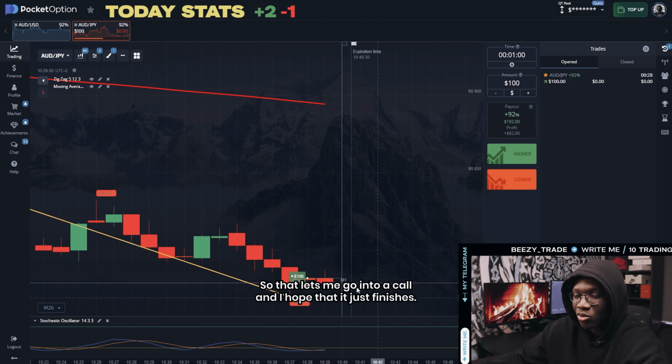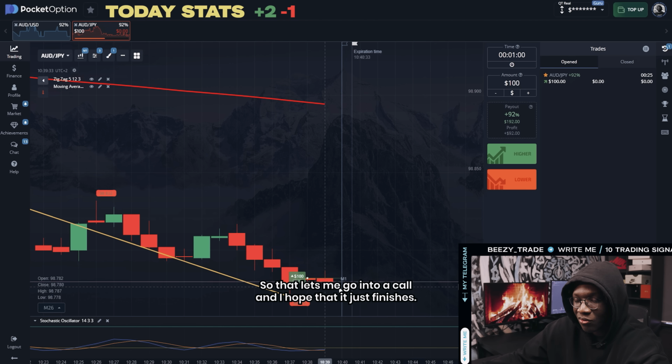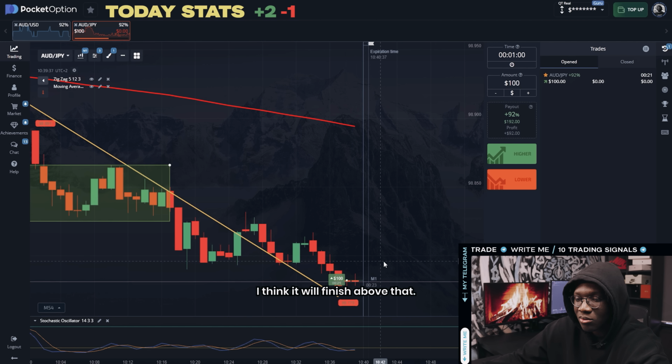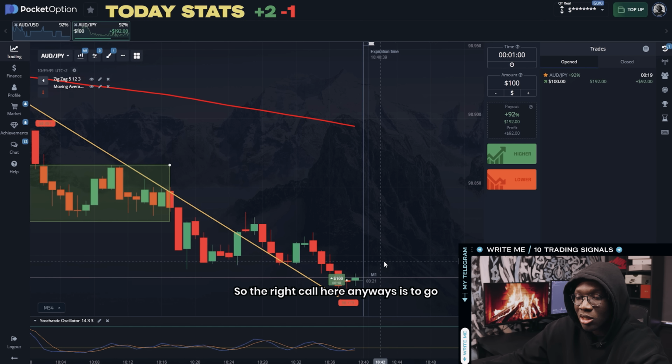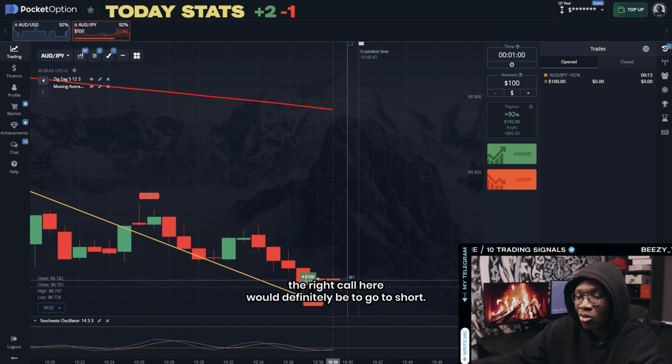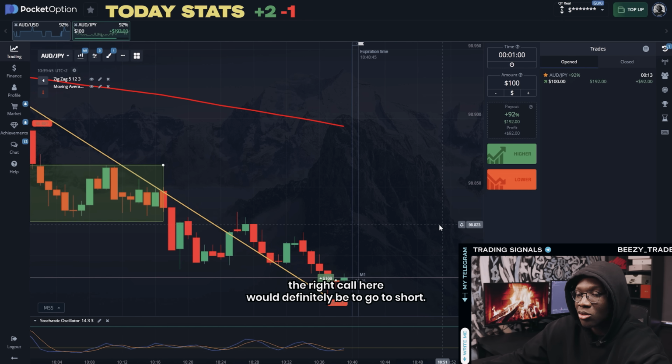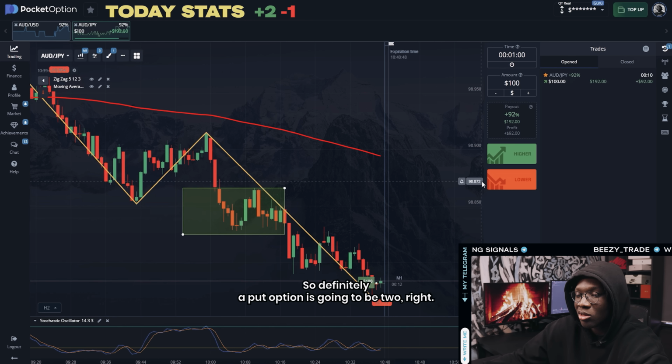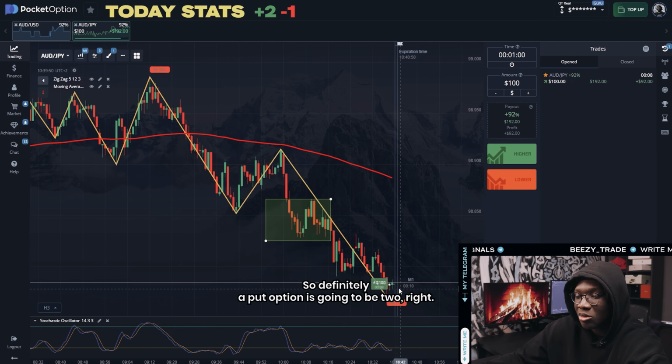So that lets me go into a call, and I hope that it just finishes. I think it will finish above that. So the right call here anyways, if you're going to do longer time frames, would definitely be to short this. So definitely a put option is going to be the right call.